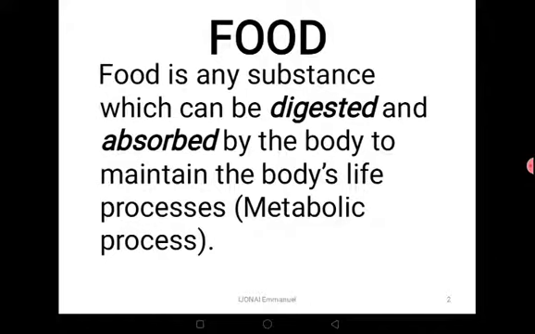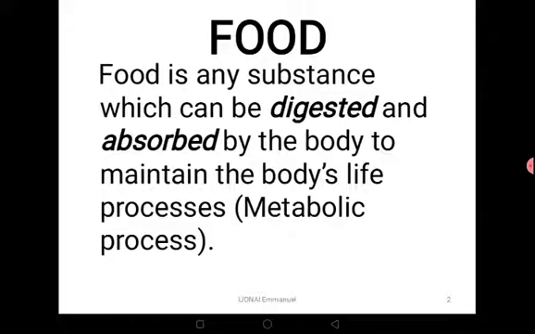So members, food is any substance which can be digested and absorbed by the body to maintain the body's life processes. We know very well that our bodies run very many different processes every time. So those processes require food to enable them to run normally. The processes that occur in the body are called metabolic processes.